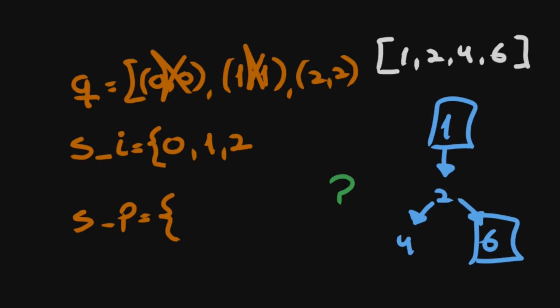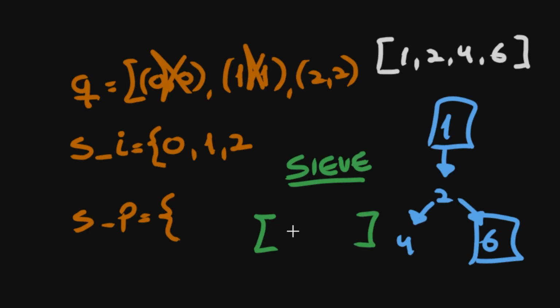Now the question is, how can we do this efficiently? For this we can use something called the sieve of Eratosthenes. In case you don't know how this works, I will leave a link in the description. This will give us an array which will tell us which numbers are prime and which are not. For example, index 0 is not prime, so here we have false. Index 1 is not prime, so here we have false. Index 2 is a prime number, so this is true. Index 3 is a prime number, so this is true, and so on.